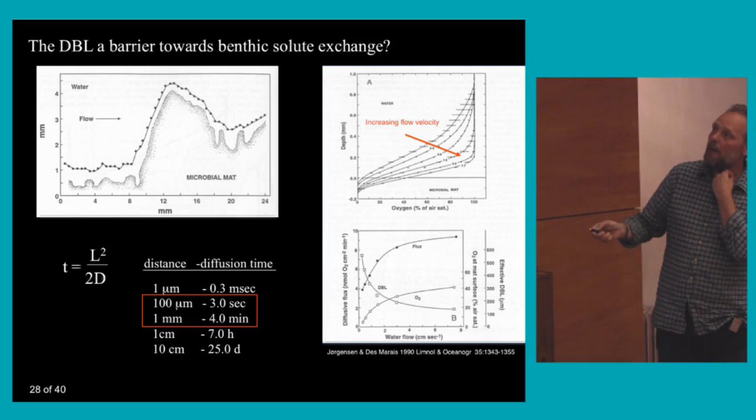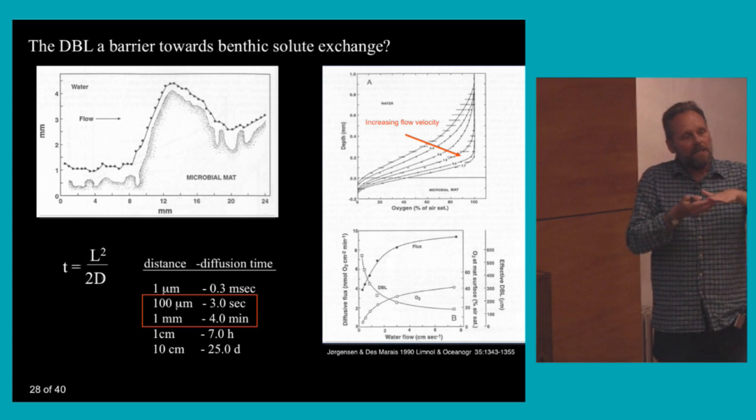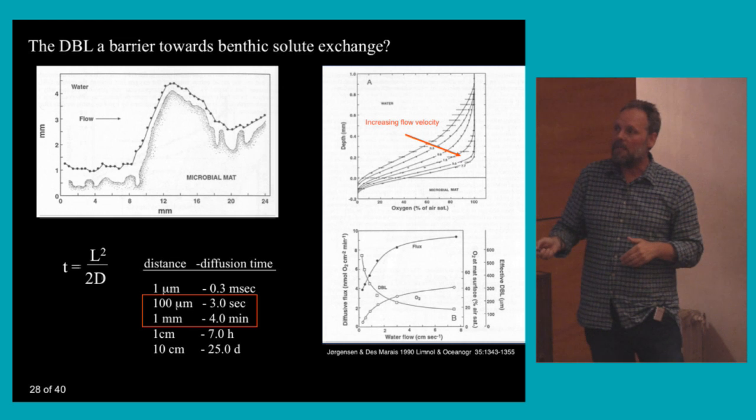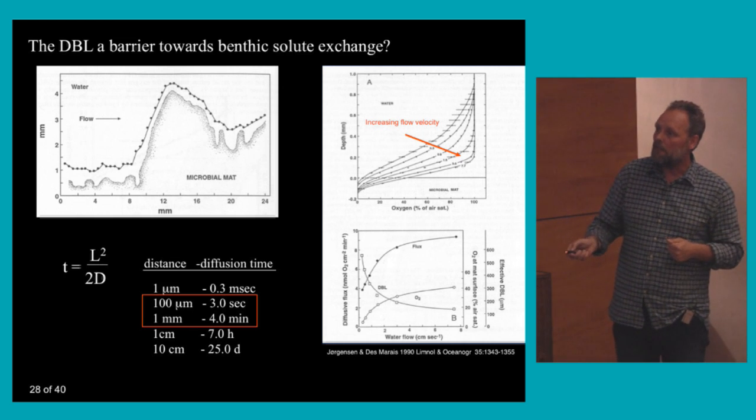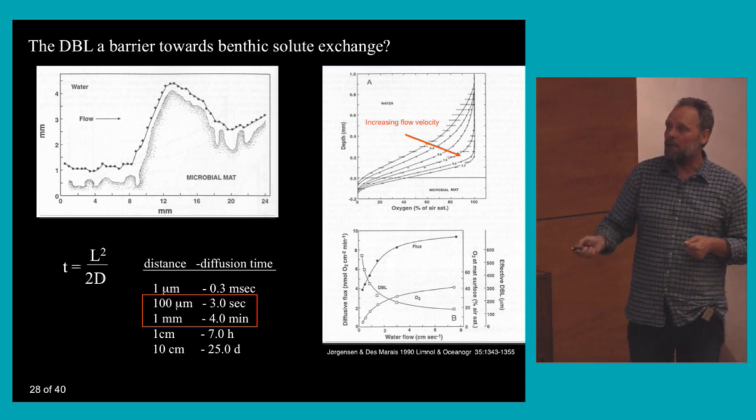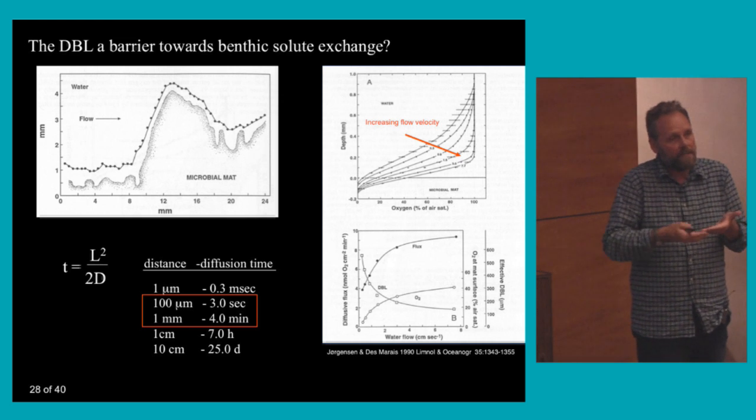You can sort of see the landscape here of the sediment surface, or in this case, a microbial mat, and the diffusive boundary layer covering it. Now, the diffusive boundary layer means that any vertical transport of solutes has to pass by diffusion, and you can calculate roughly the rate by how fast things are diffusing through the diffusive boundary layer. And the diffusive boundary layer is roughly in the order of a millimeter or half a millimeter, and it takes between 3 seconds to 4 minutes for oxygen to pass it.